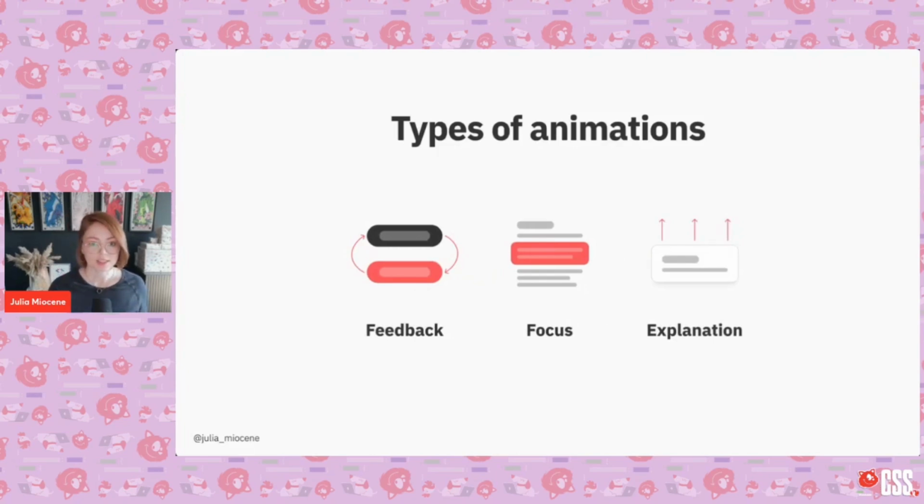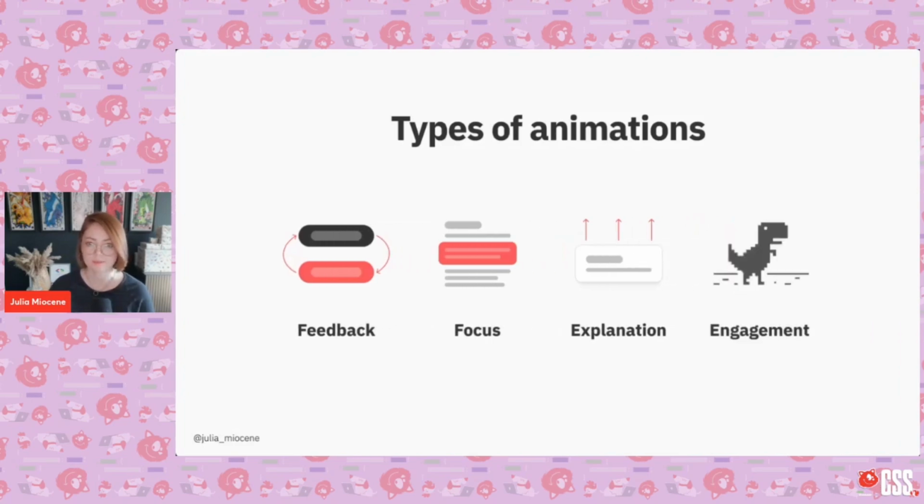Next one is an explanation animation. It shows users an element's properties and relationship to other elements. For example, when something disappears or appears on the page, this type of animation teaches users how your interface works and the connections between different blocks that you have. The simplest example is a drawer or a toast block, or something like this.